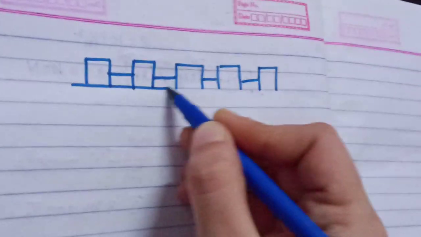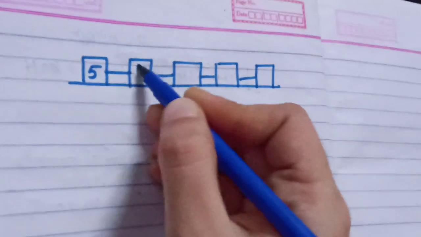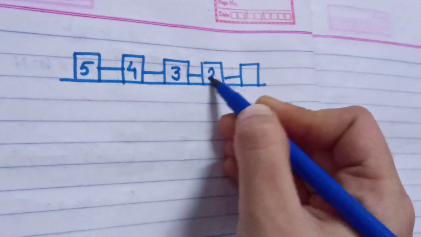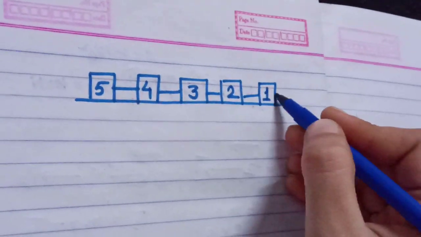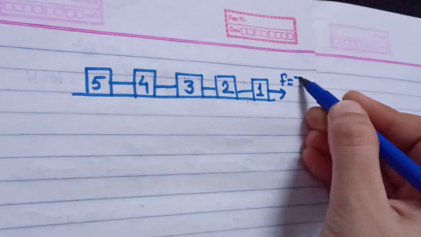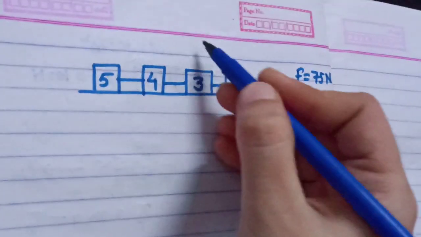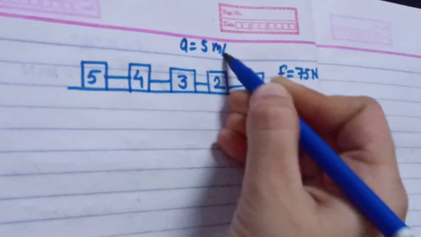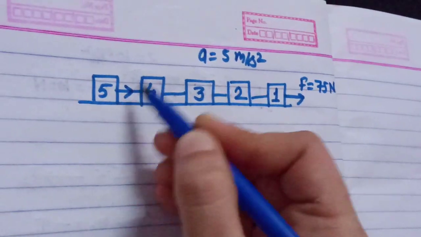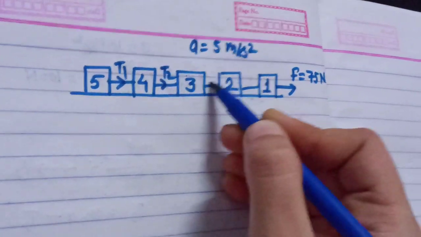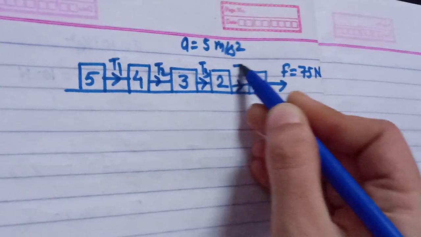For this I'm taking the same example which I took yesterday. The 5 blocks of 5 kilogram, 4 kilogram, 3 kilogram, 2 kilogram and 1 kilogram, having force 75 Newton, acceleration 5 meter per second square. So what is the tension on string T1, T2, T3 and T4?